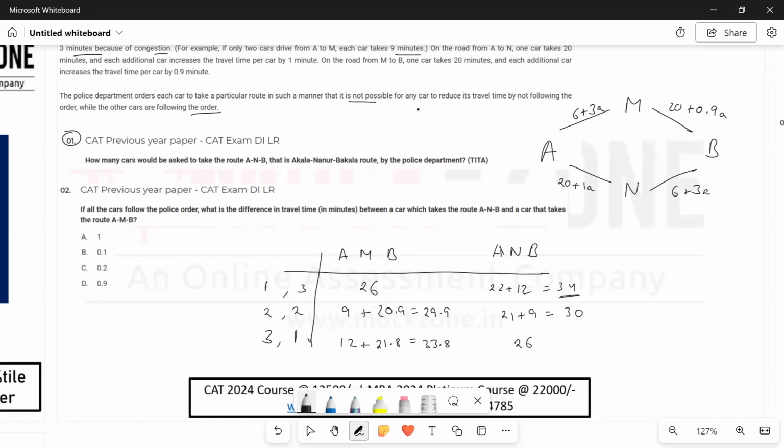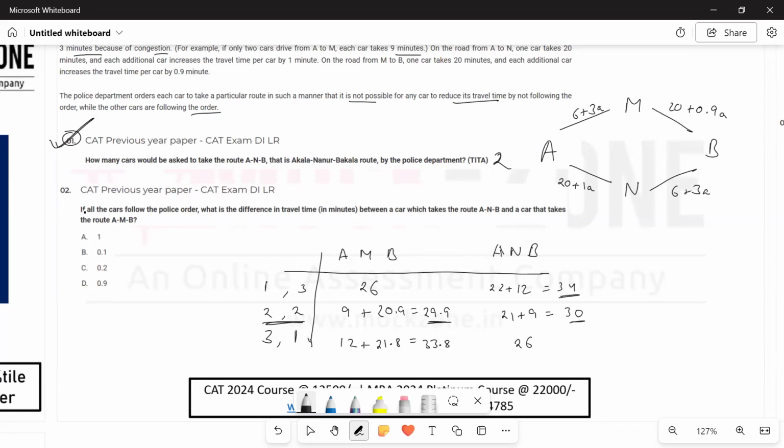So if the police has to divide the cars such that no one can reduce their time by not following the orders, it will be 2 on each road. Then only the time will be almost equal, which is 29.9 and 30 respectively. No one can reduce their time by not following the orders. So how many cars will be sent on the A M B route? 2. So what will be the answer? 2. We're done with the first question.